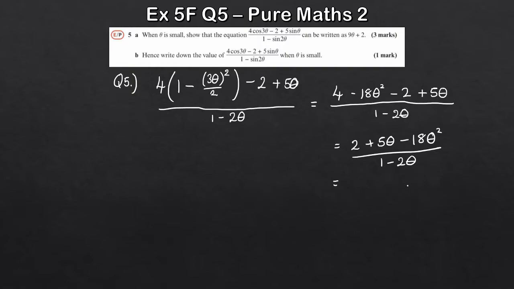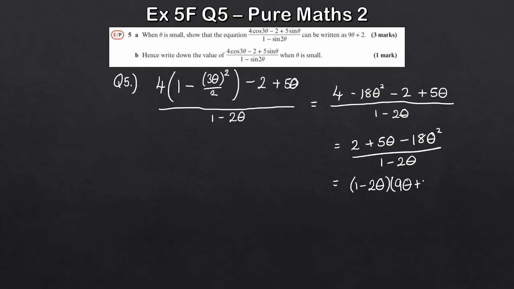So what I'm going to probably have to do here, to end up with just 9 theta plus 2, is to factorise the numerator, and then what we would hope for is that one of the factors is 1 minus 2 theta, so we'd cancel one of the terms in the numerator with the denominator, and hopefully the other factor would be 9 theta plus 2. So if we're factorising this, what we should expect is that one of the terms is 1 minus 2 theta, and really, the other one should be 9 theta plus 2.